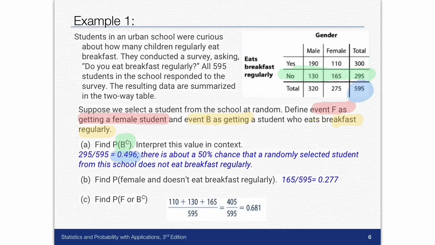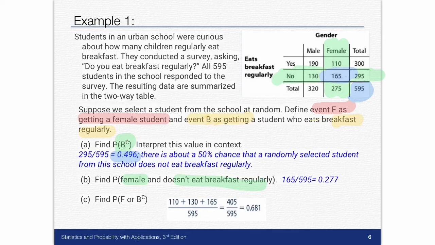Part B. Find the probability that they're female and don't eat breakfast regularly. So female is right here. Doesn't eat breakfast regularly is the no row. So I look at that overlap. Where do they overlap? Right here at the 165. So it's 165 out of 595, which gives me 0.277. This question does not ask me to interpret, so I don't have to worry about that.